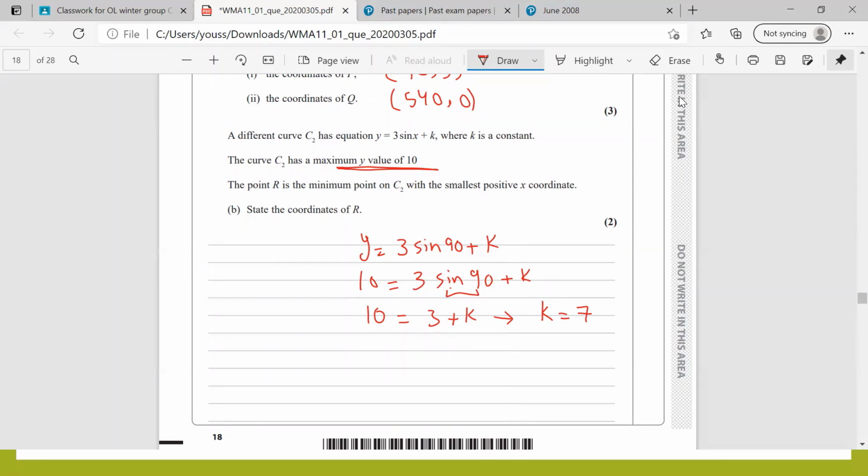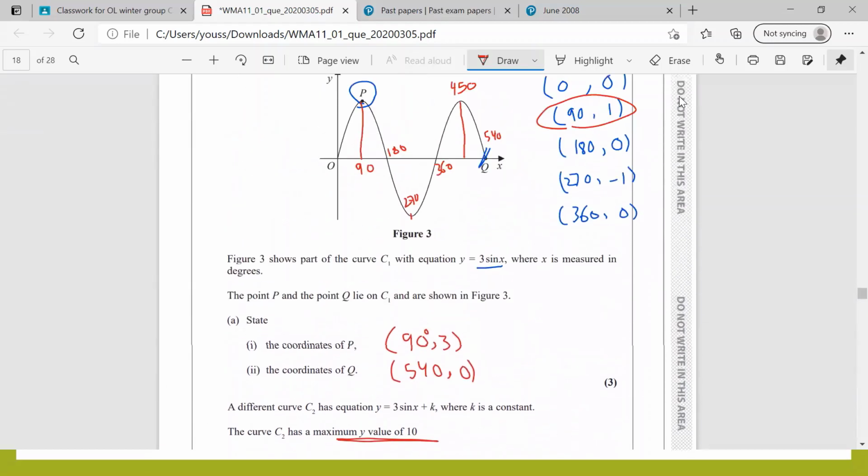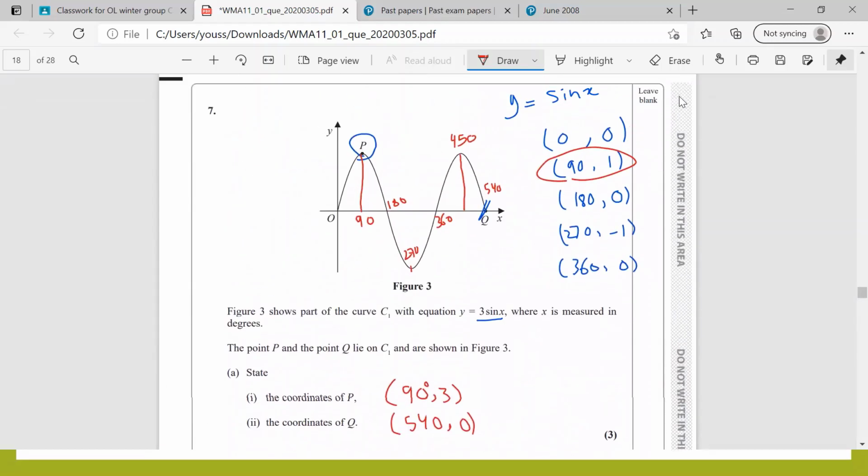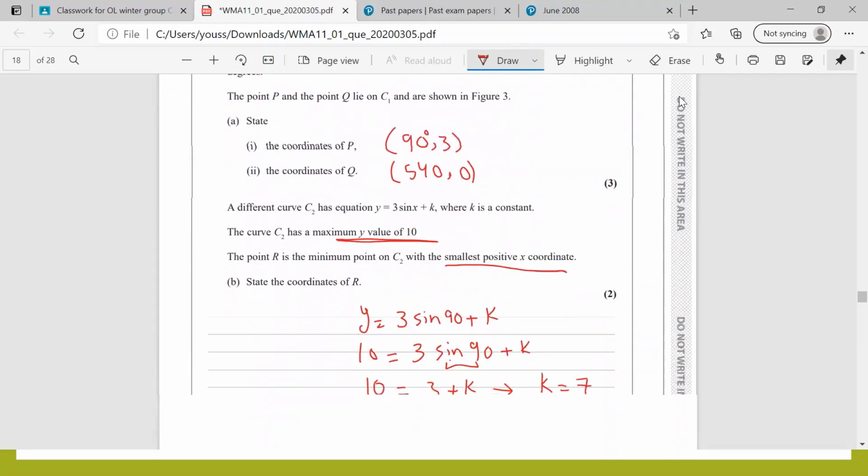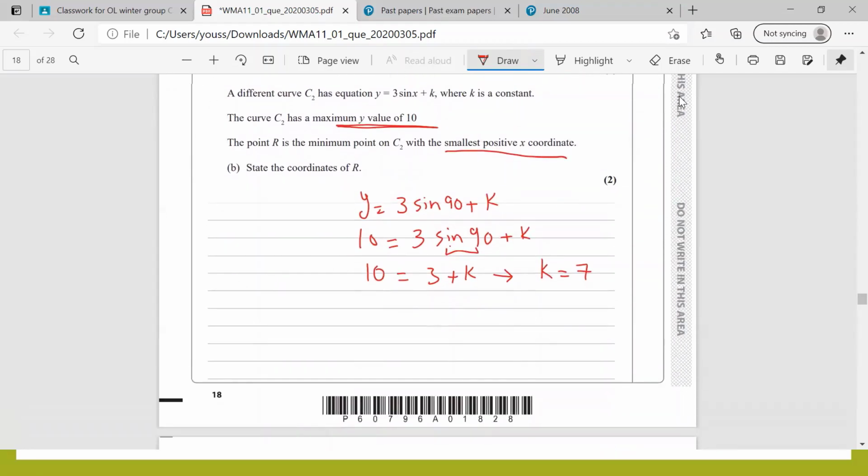Now we need to know the point R, the minimum point of C2 with the smallest positive x coordinate. Minimum point when the x is the least in the positive side. So here the maximum with the smallest x coordinate is 90, and the minimum with the smallest x coordinate is 270. So now we have known that the x is 270, so the point R has coordinates 270 degrees, and we need to know the y coordinate.